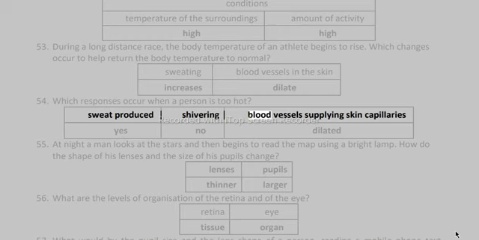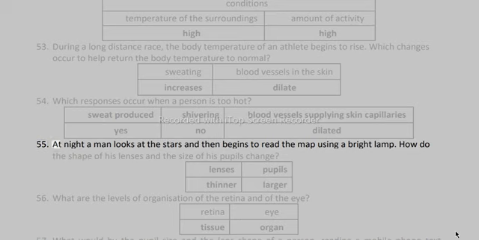54. Which responses occur when a person is too hot? Sweat produced, shivering, blood vessels supplying skin capillaries. Yes, no, dilated.